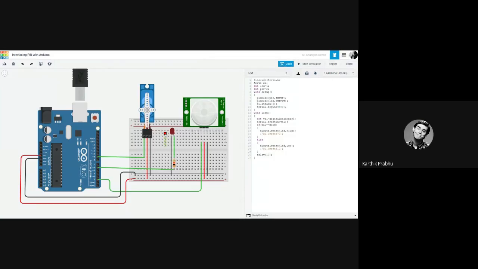Ma'am, here I have interfaced a simple motion sensor with Arduino. I have additionally added a servo and an LED to show the output, because if any person or animal crosses the motion sensor, it needs to be reflected in the output. This is the motion sensor, this is the servo, and for additional purpose I have attached an LED.